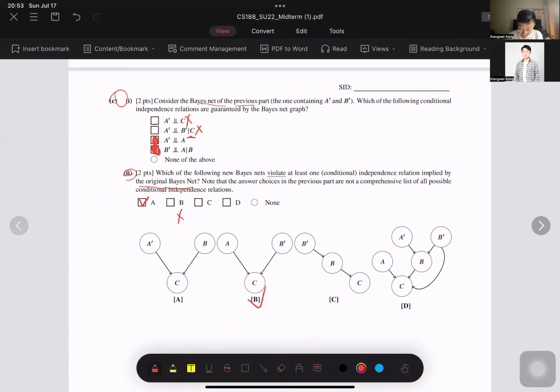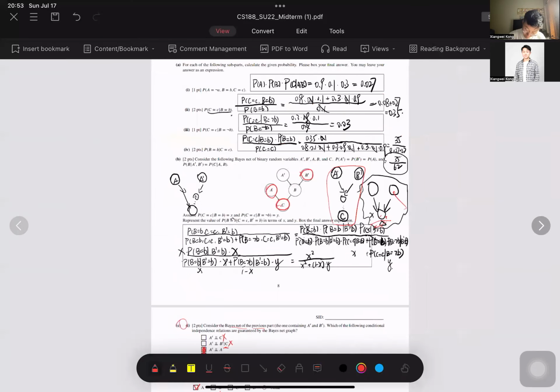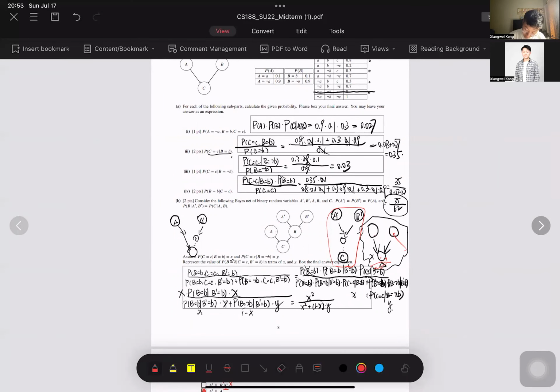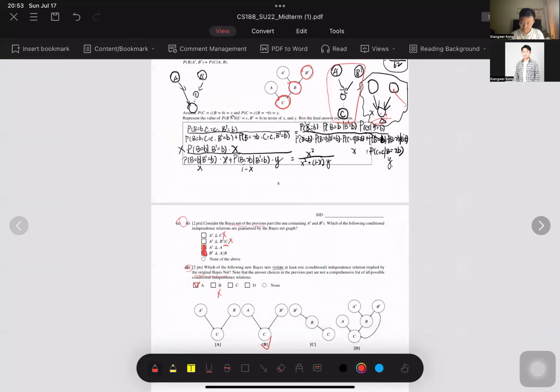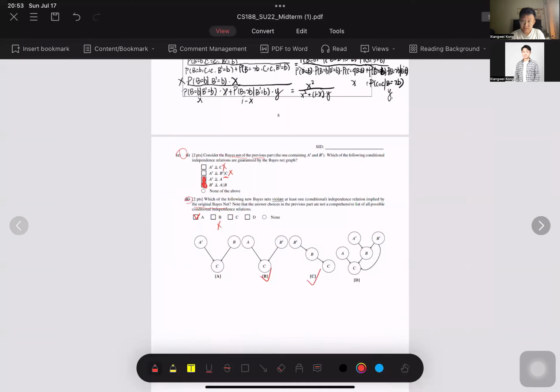And for C, B prime, B, and C, this triple. If we are given B, then this is an inactive triple. And if we are not given B, then this is an active triple. We'll look at the previous graph, B prime, B, and C. They are basically the same thing, just written in different directions. So it didn't break any independence, so we shouldn't choose C.